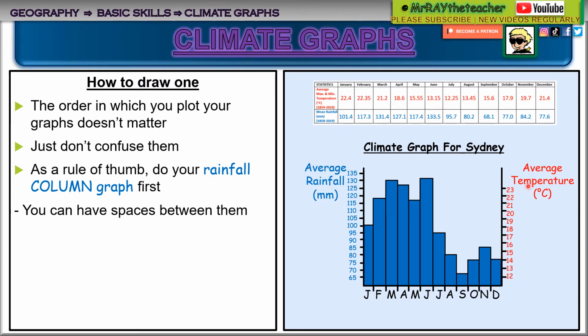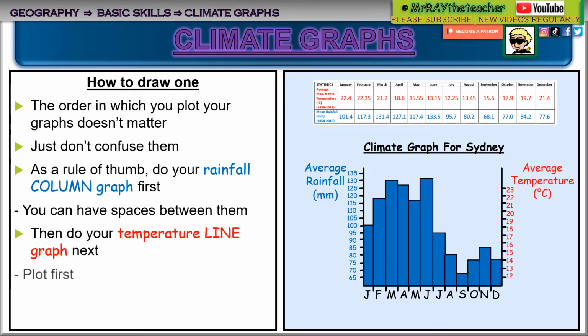Some people put the numbers on the top just to make it easy to understand. There's no rule for it, but you can if you want to. And then do your temperature line next. Red pen if you've got one. Plot first, like that.